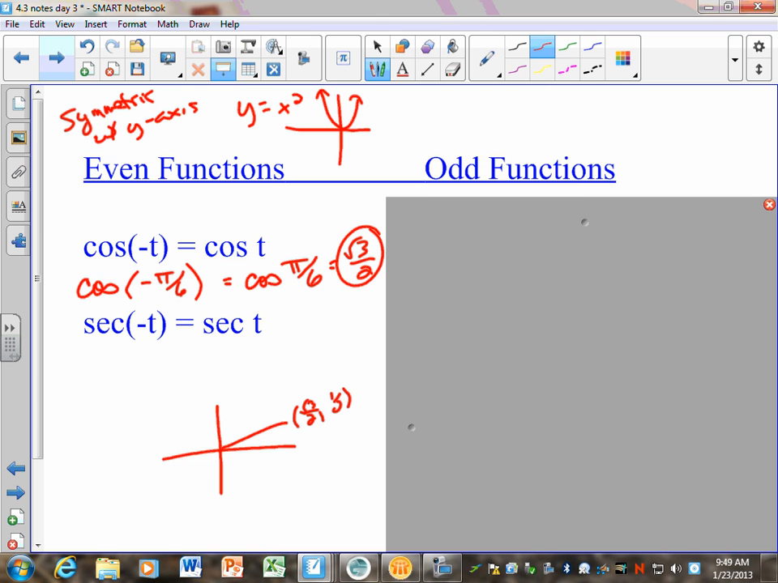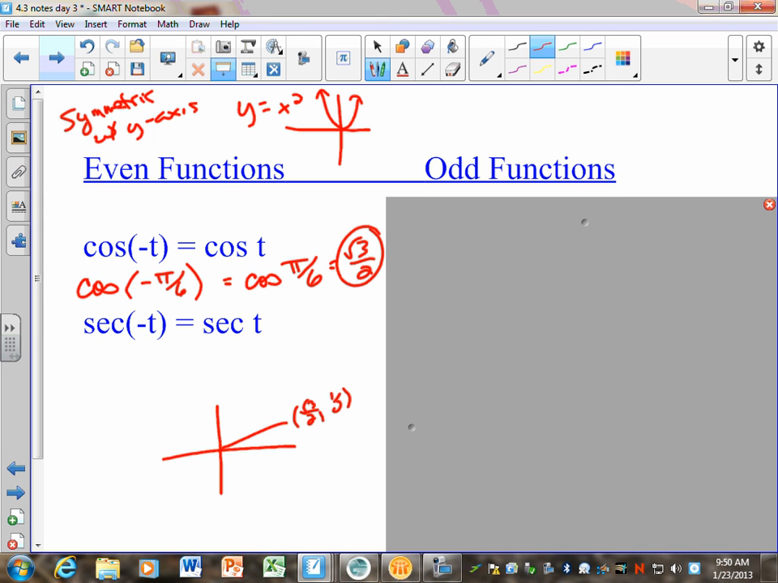And you can do the same thing with secant because they're even. So you don't have to stress about negative angles. If you know it's an even function, you can just make it the positive angle and go from there. But what about the other functions? All the other trig functions are going to be odd functions. Except for, what's secant? It's the reciprocal of cosine, right?